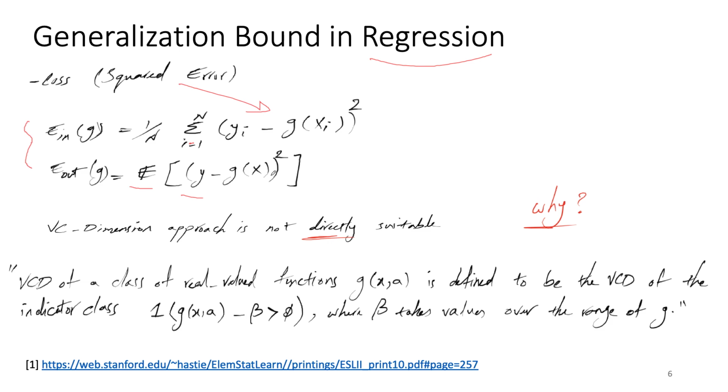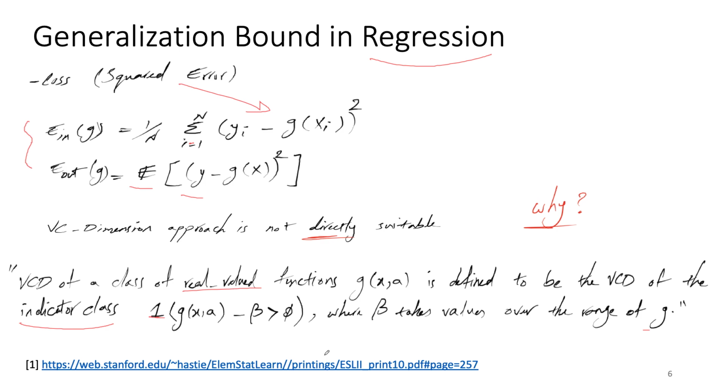So what you can do at most is use the VC dimension of a class of real valued functions, such as in our regression model, when you have g of x and a, defined to be the VC dimension of the indicator class, the indicator function of g(x, a) minus beta greater than 0, where beta takes values over the range of g. So that's a reference for that.